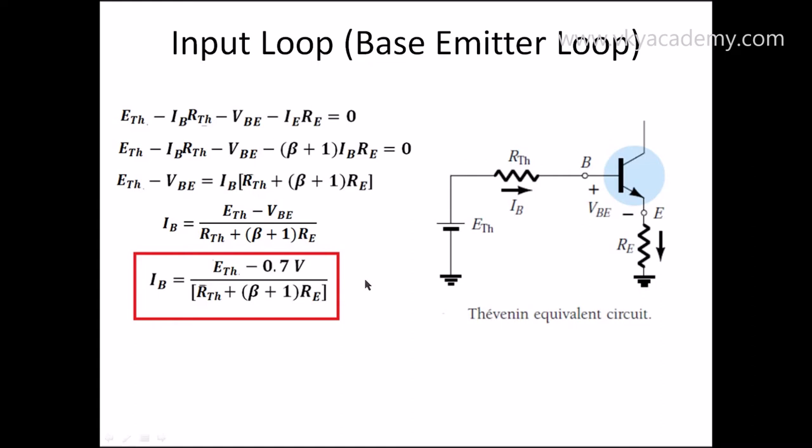Now this particular current equation, or base current equation, is very similar to the base current equation of the emitter biased configuration. The only difference is we have ETH here, which was VCC in the case of the emitter biased configuration, and we have RTh here, which was RB in the case of the emitter biased configuration.